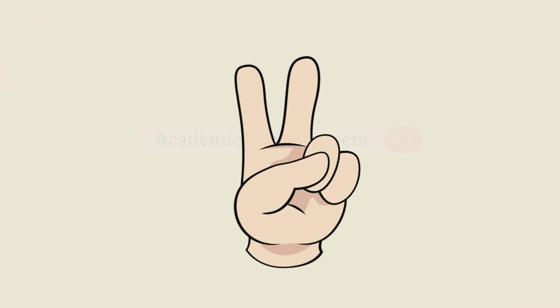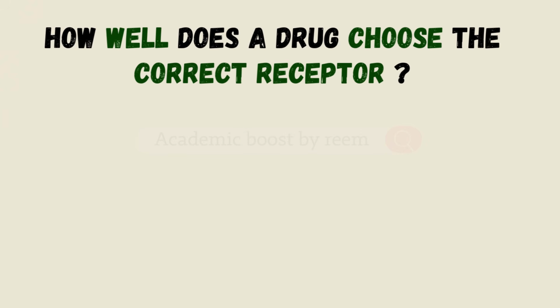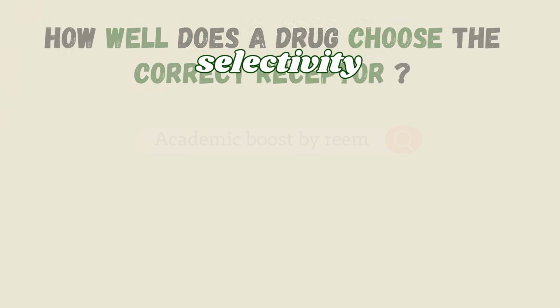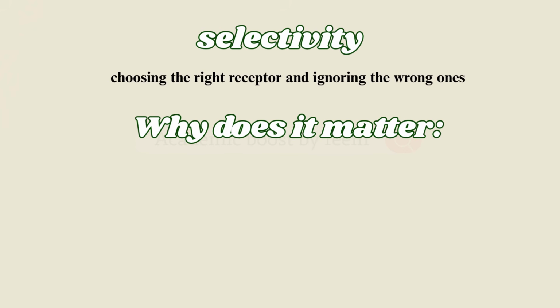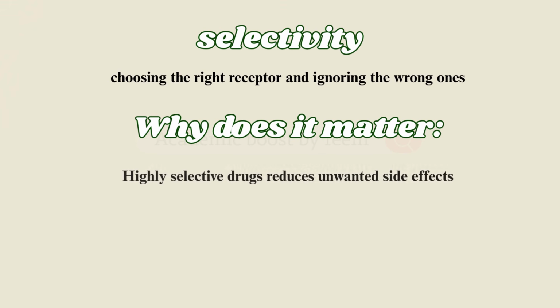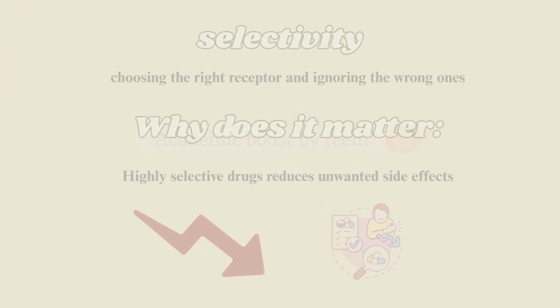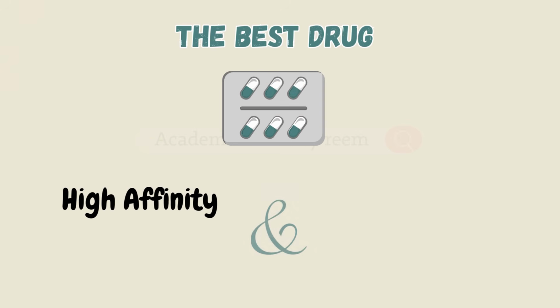The second question of how well does a drug choose the correct receptor is answered by selectivity. Selectivity is about choosing the right receptor and ignoring the wrong ones. Why does it matter? Because highly selective drugs are precise and safer, and highly selective drugs reduce unwanted side effects. Now, to sum up, the best drugs have high affinity and high selectivity.